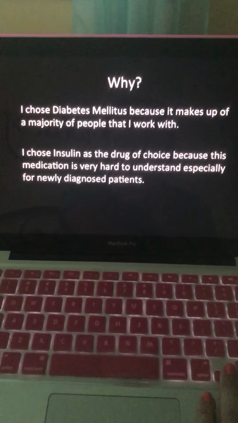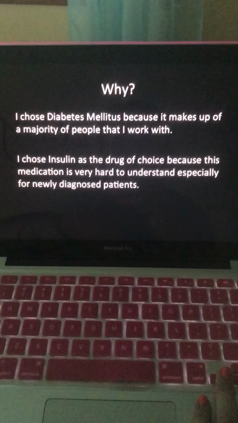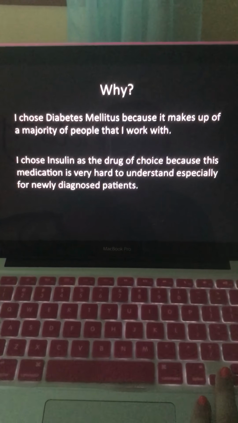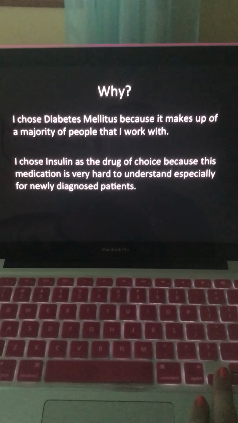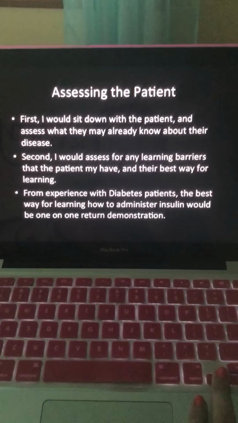I chose diabetes mellitus because it makes up the majority of people that I work with every day. Insulin was the drug that I chose because it's very hard to understand, especially for newly diagnosed patients.